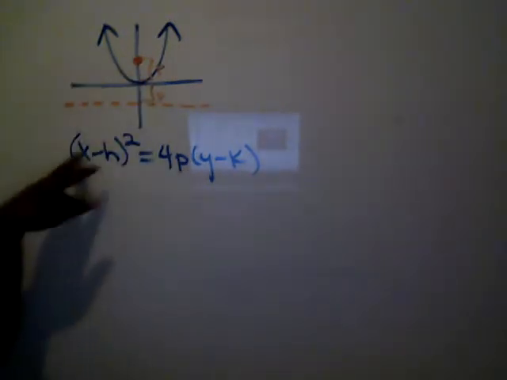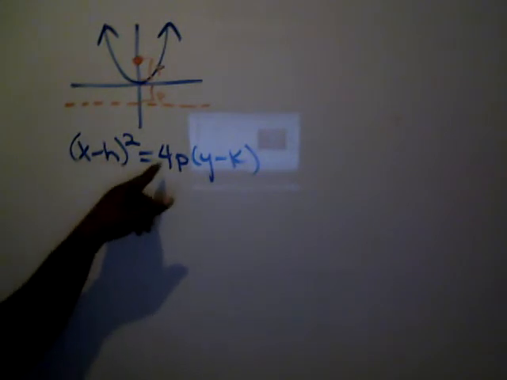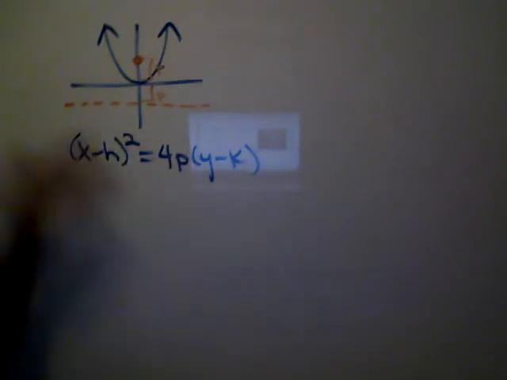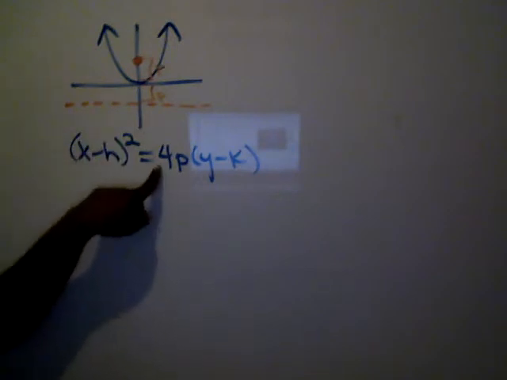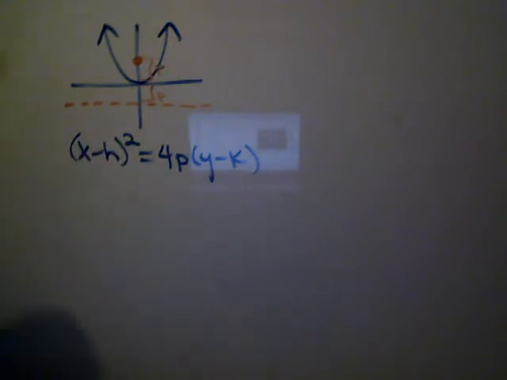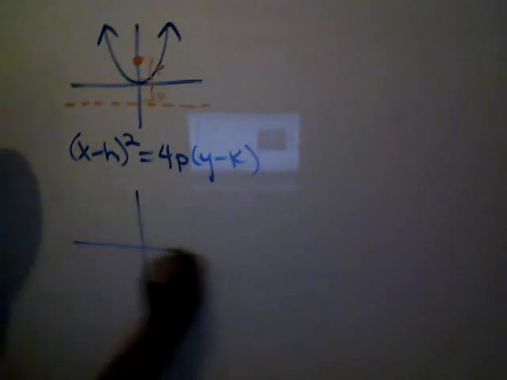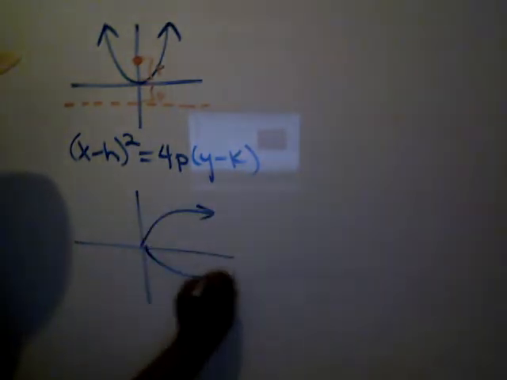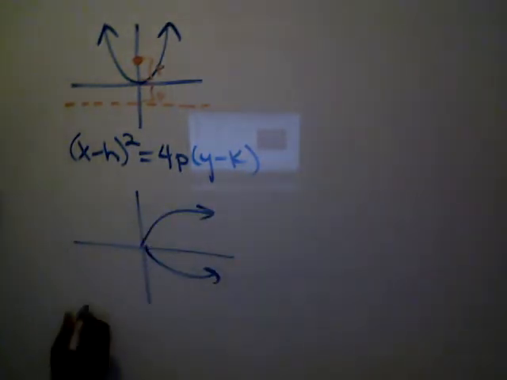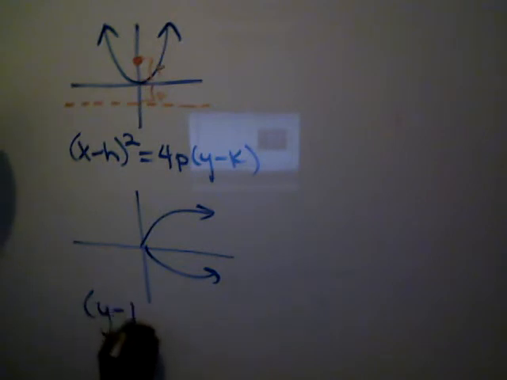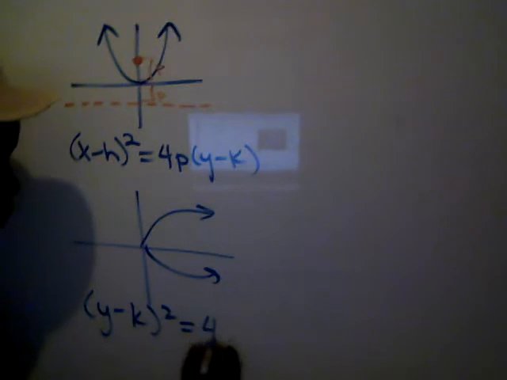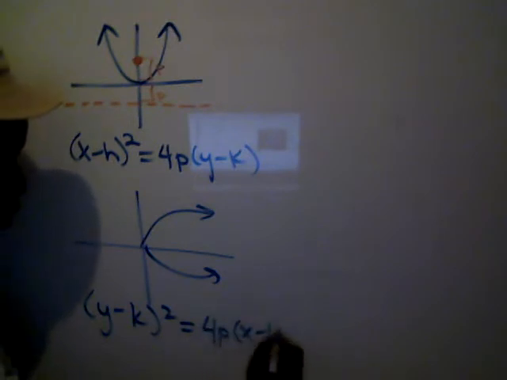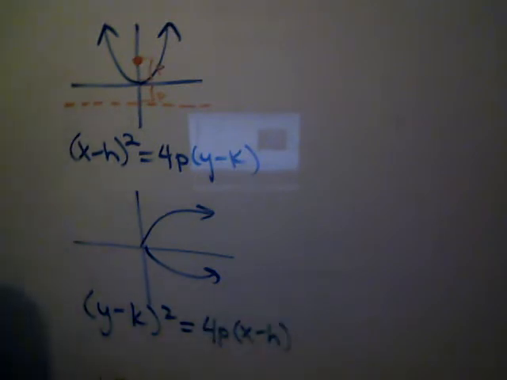But if it's opening up, it's (x − h)² = 4p(y − k). It can also be opening down. It would just be a negative in front of this here. Okay? If we look at the other orientation, where we can be going left or right, that one is actually y minus k, because k always goes with the y. (y − k)² = 4p(x − h). So just be careful with this notation.